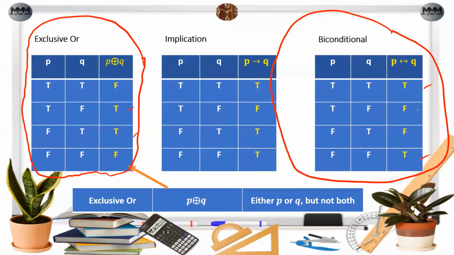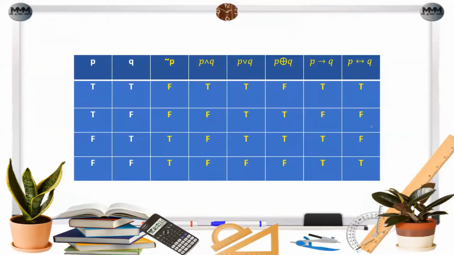Here, it is false when either P or Q is true. However, it is true when both of the propositions have the same truth value. Okay, so this is the summary of the compound propositions with connectives.